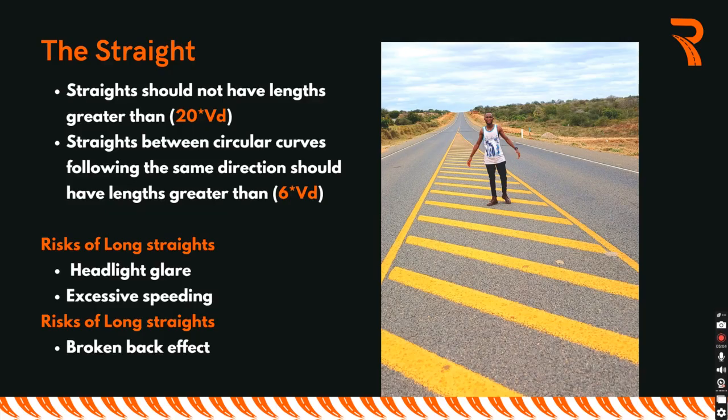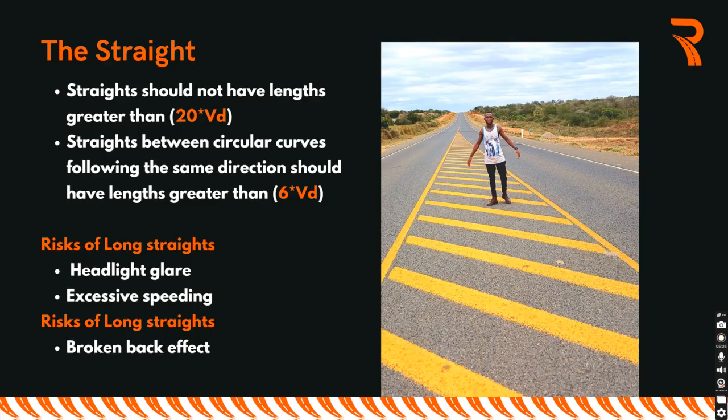There are also some straights that occur between two circular curves. It means your section is quite curvaceous, and therefore you'll need a straight section to connect the two. The reason we need that straight is to avoid what is called the broken back effect. The broken back effect, picture it like a camel, the one that has a double hump, with two continuous curves in the same direction.